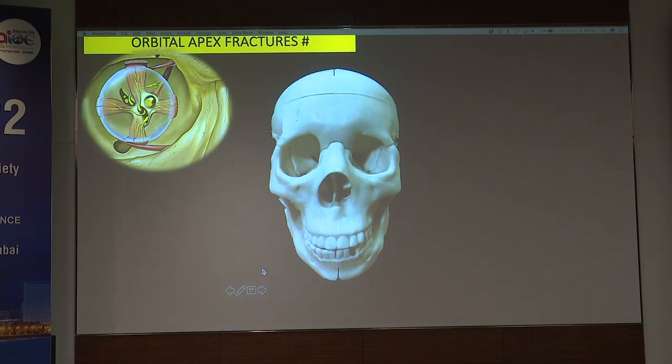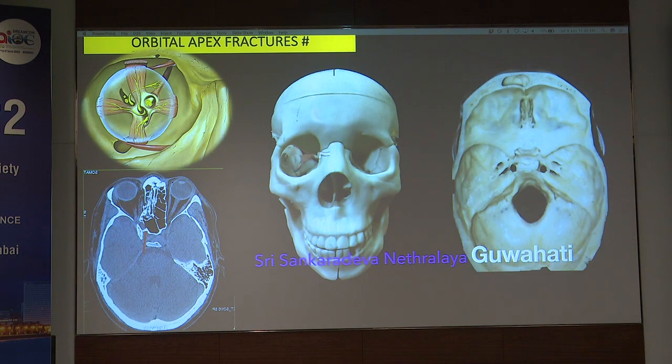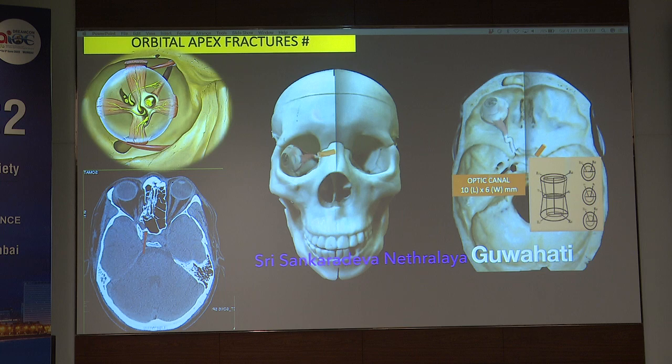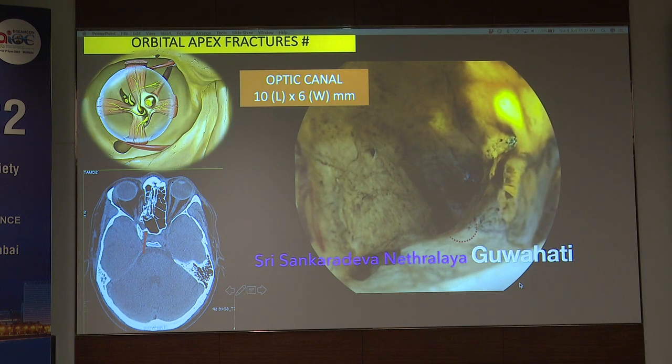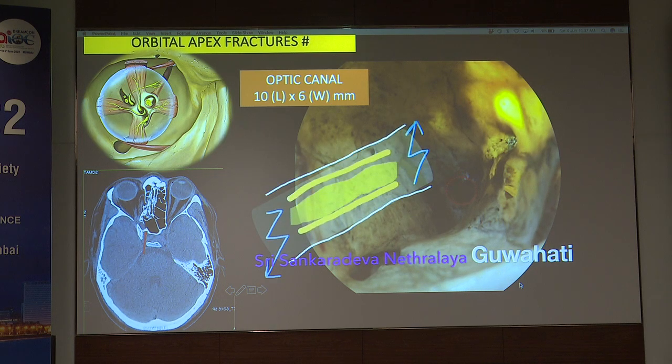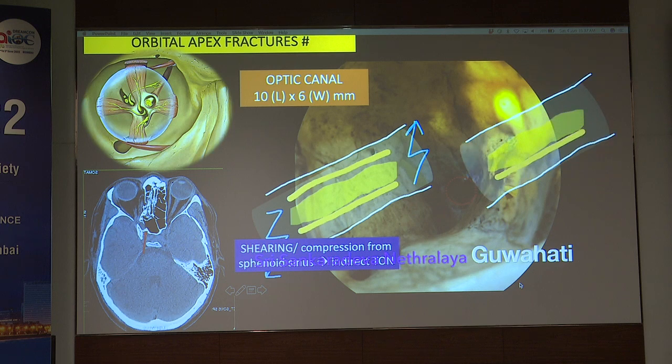It is more complicated when it affects the orbital apex, because in the orbital apex we have very important structures: the optic canal and the superior orbital fissure. Especially the ophthalmic artery and the optic nerve pass through the canal, and the major nerves to the orbit pass through the superior orbital fissure. So any injury can lead to a direct or indirect traumatic optic neuropathy.